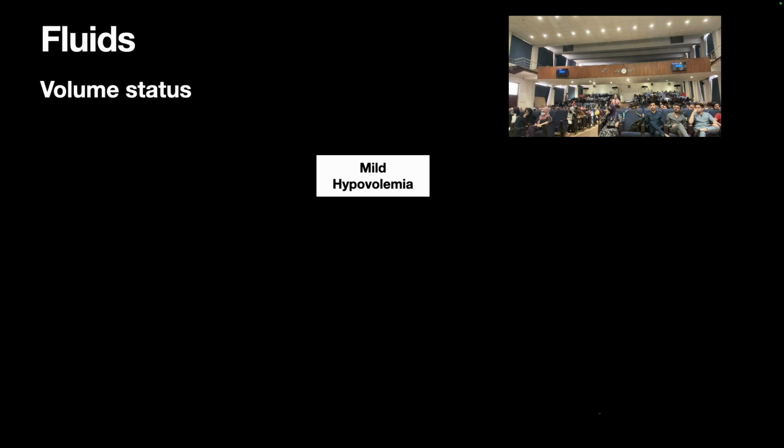Now fluids. How much fluid is to be given? This depends upon your estimation. How much is the fluid loss? What is the general fluid loss in a patient who has frank DKA? It's about 5-6 liters, and in patients who are in hyperosmolar hyperglycemic state, they may have a loss of 6 to 9 liters. So you assess the volume status. If there is mild hypovolemia, evaluate corrected serum sodium.